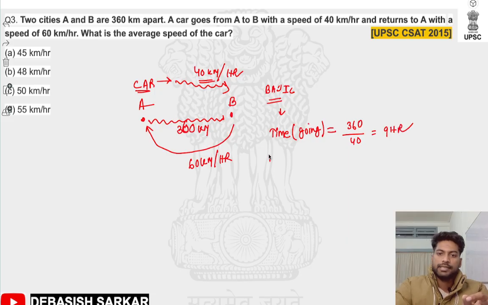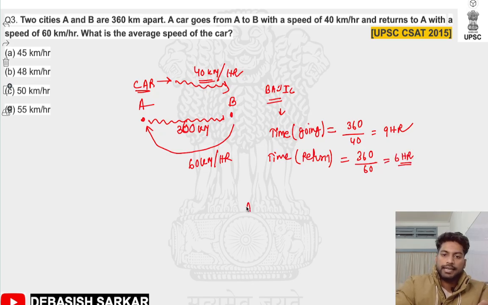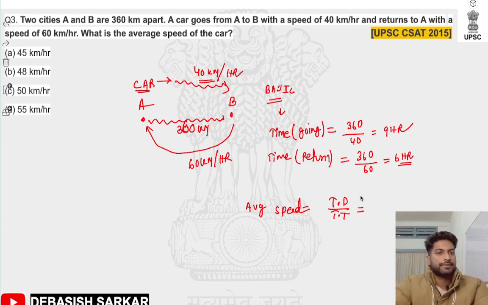While returning, what is the time? Returning, the distance was 360 again, but now the speed is 60. So the time is 6 hours. Okay. Now how do we get the average speed? Average speed means total distance TD by total time TT. Total distance by total time.